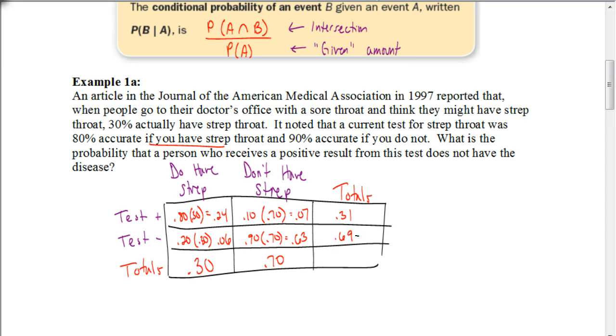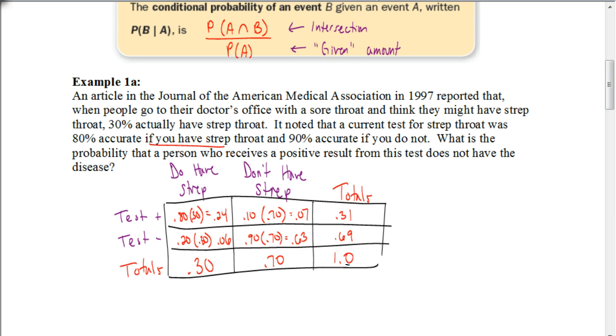Having these columns for the totals helps determine if we've done everything correctly. Because if I add both of these columns up, I should get 100%, or in this case, since we're working with decimals, 1.0. And sure enough, 0.69 plus 0.31 is 1.0. 0.3 plus 0.7 is 1.0. So I can be confident that I have this correctly.